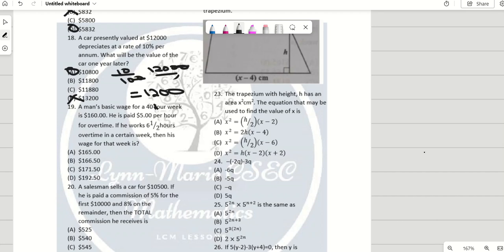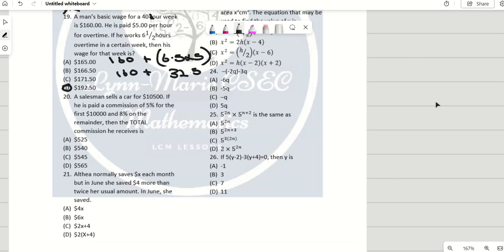So they're telling you, okay, he earns 160, right? That's his basic wage. Plus his overtime would be 6.5 multiplied by 5. That is, for 1 hour of overtime, he's earning $5. So for 6.5 hours of overtime, it would be 6.5 multiplied by 5, which is... 5 fives are 25. 6 fives are 30, that's $32.50. So it would be 160 plus 32.50, which is D. So for that certain week, he would earn $1,192.50.